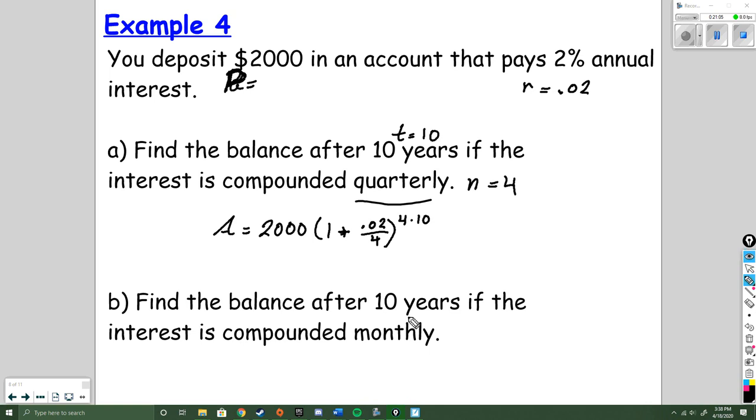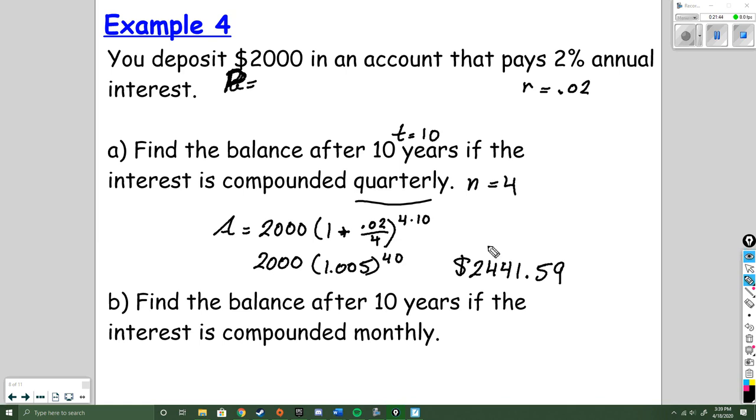Now we just have to use order of operations to help us solve this thing. So 0.02 over 4. I'm going to start with that first. 0.02 over 4 would be 0.005. If we add that to 1, that would be 1.005. And then 4 times 10 would be 40. So we have 2,000 times 1.005 to the 40th power. And that would give us approximately $2,441.59 after those 10 years.